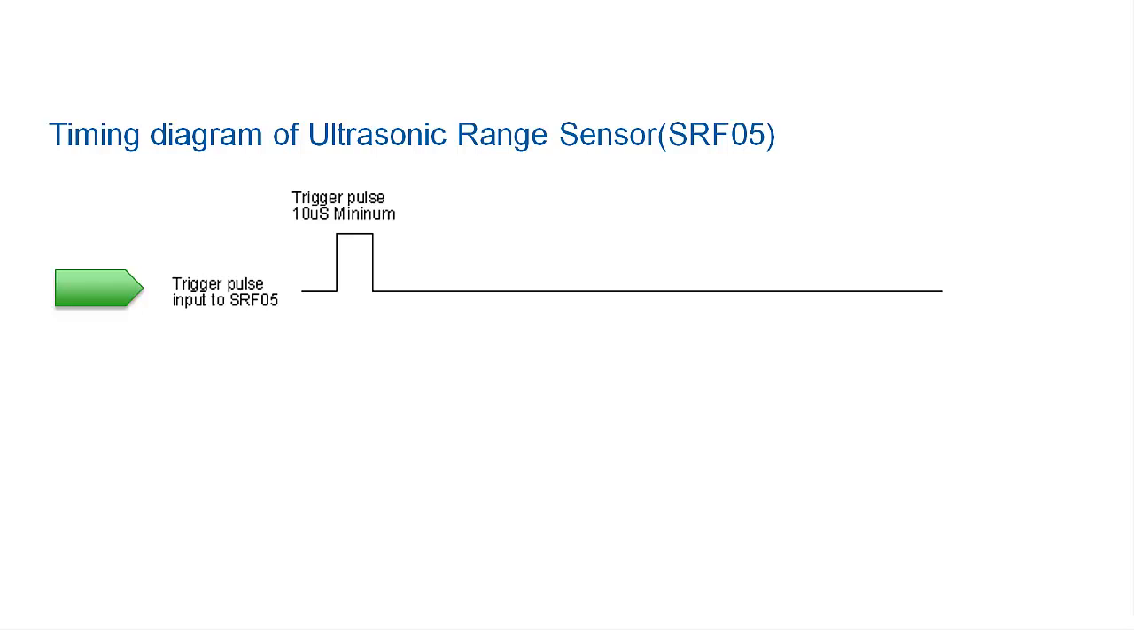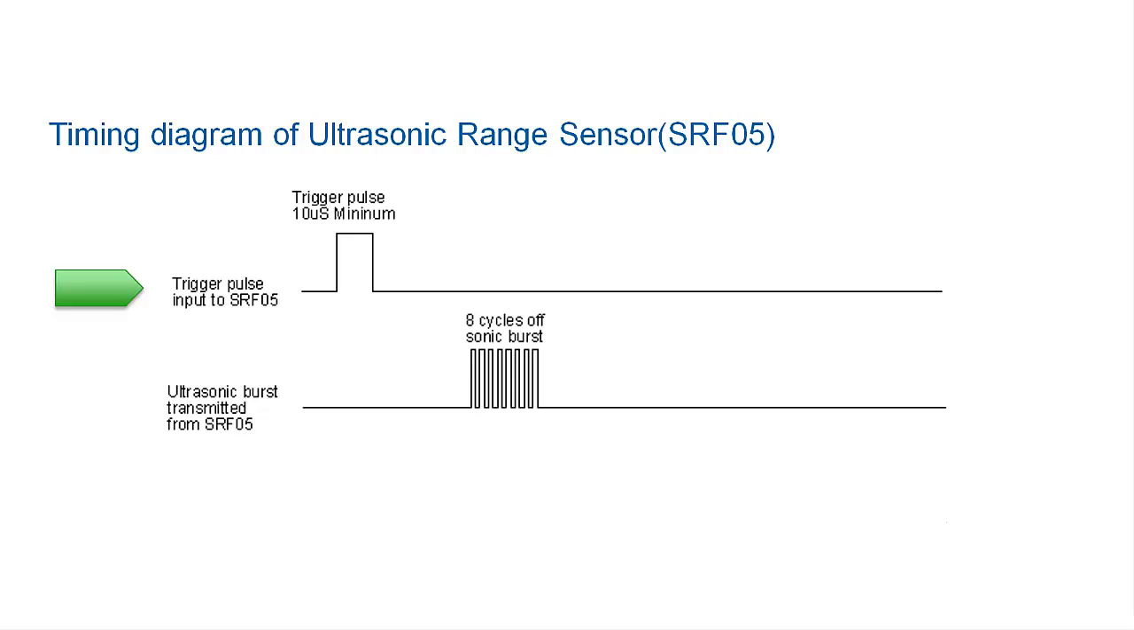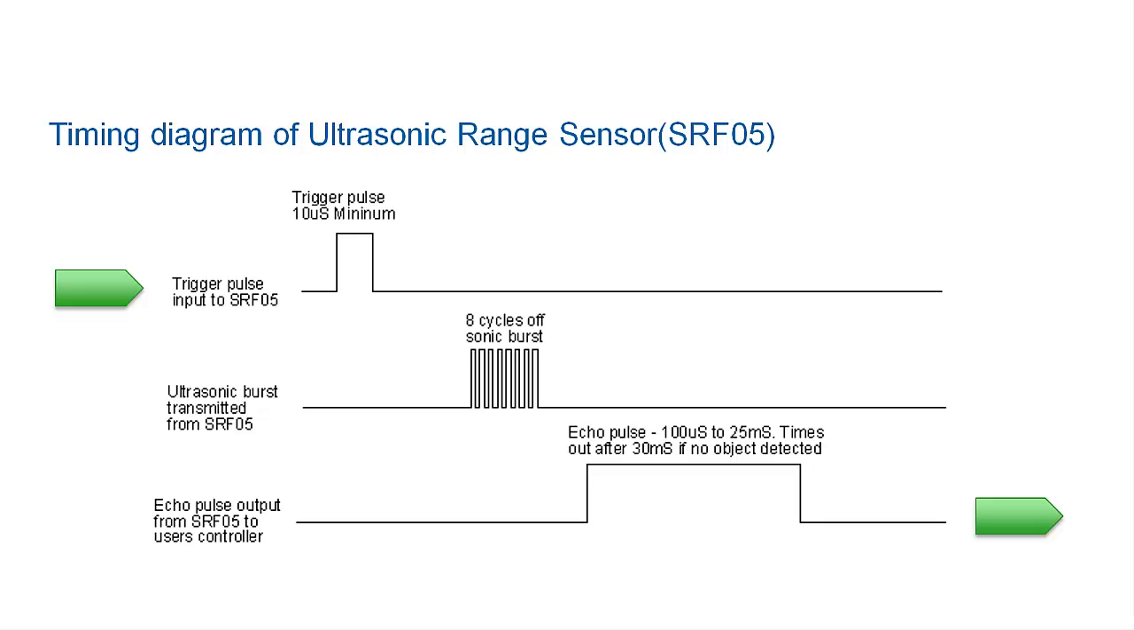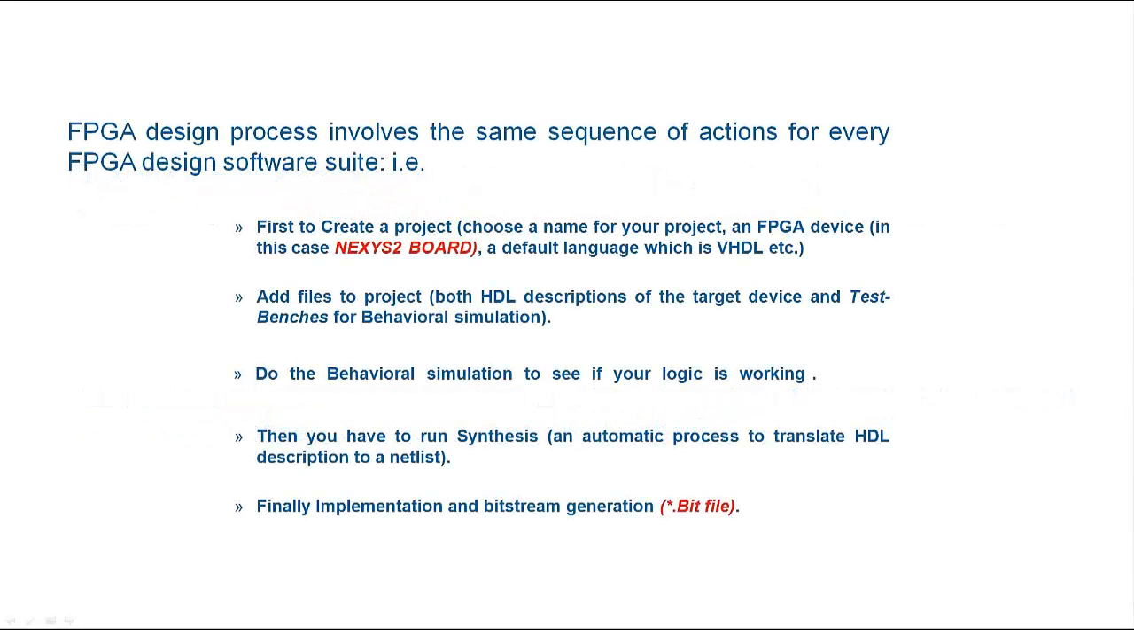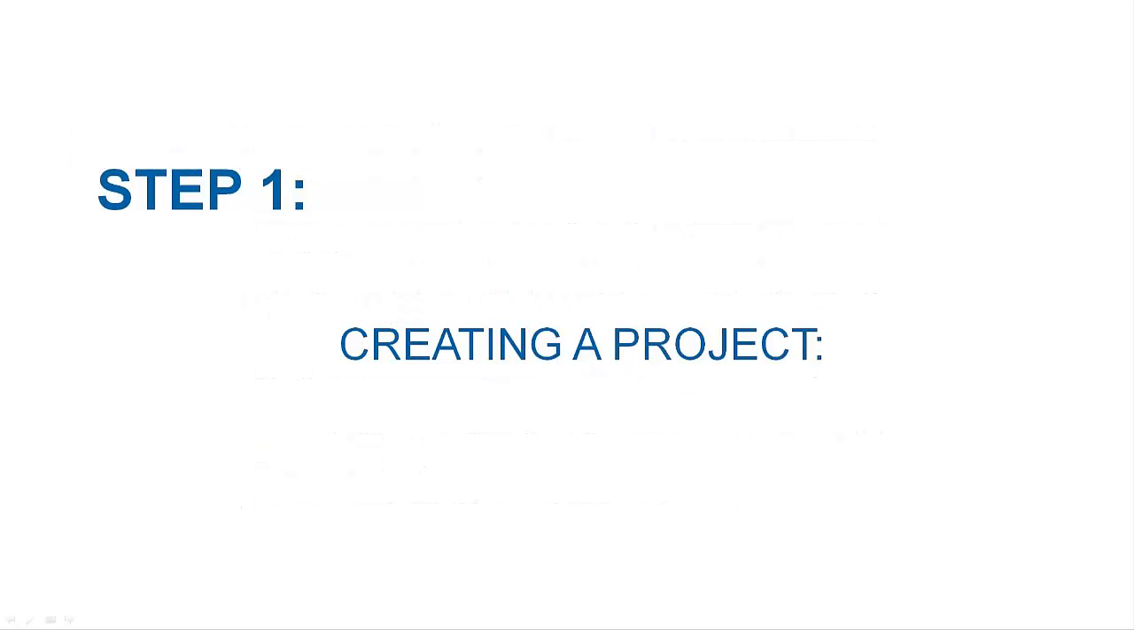After getting the trigger, the sensor generates a sonic pulse and the response will be sent back to the FPGA as a pulse, whose width is proportional to the distance of the sensor from the object. In this tutorial, we are going to use Xilinx ISE Design Suite, which is the synthesis, placement and simulation tool to implement the design. You can download the Xilinx ISE software from the Xilinx website. This tutorial is divided into these steps. Now we can start from the first step by creating a project.